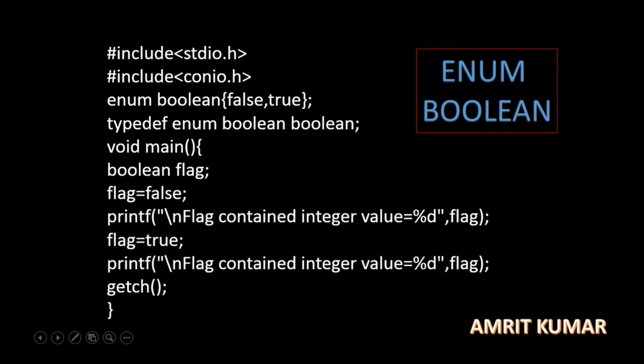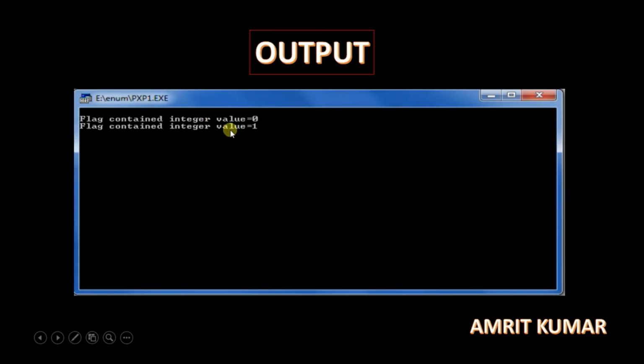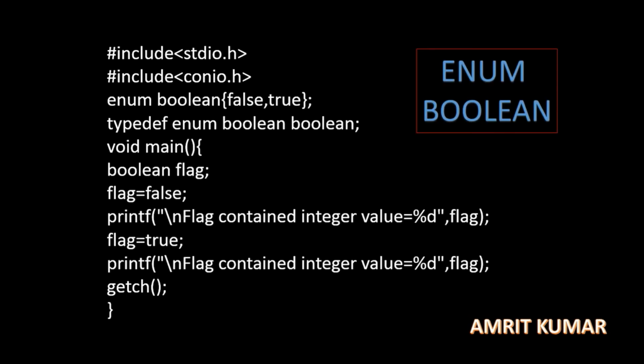You have correctly guessed it right. We have told you that false is going to contain 0 and true is going to contain 1 in C language. So this is the output: flag contains integer value 0 and flag contains integer value 1 here. This is the proof that false contains 0 in C language and true contains 1 in C language. So this was the use of enum boolean in C language.